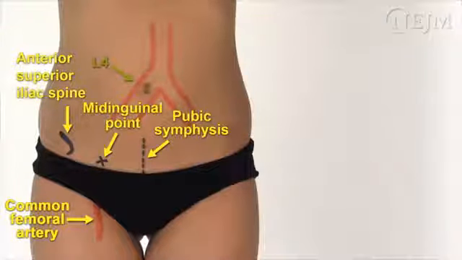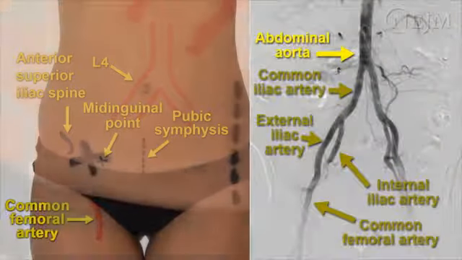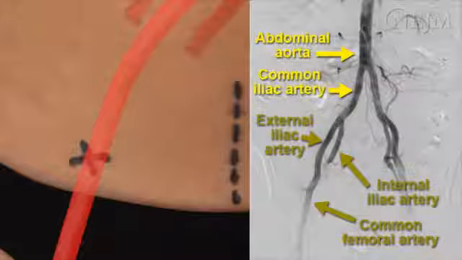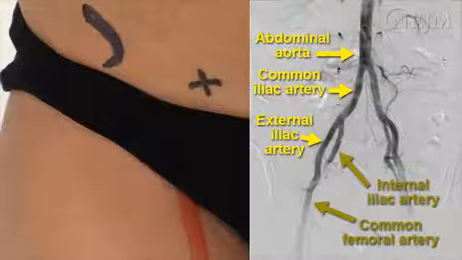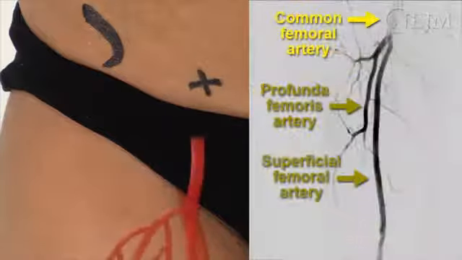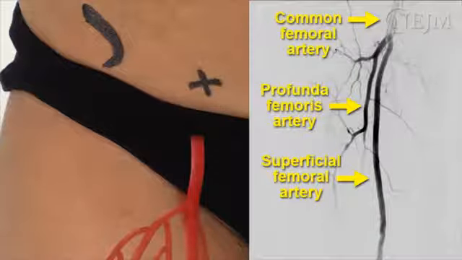The aorta bifurcates at the fourth lumbar vertebra, L4, which in most patients is at the level of the umbilicus. At the point of bifurcation, the aorta forms the right and left common iliac arteries, which eventually form the external iliac arteries, each supplying an entire lower limb. The external iliac arteries travel beneath the inguinal ligament to form the common femoral arteries. Each common femoral artery divides to form the superficial femoral artery and the profunda femoris artery in the upper thigh.